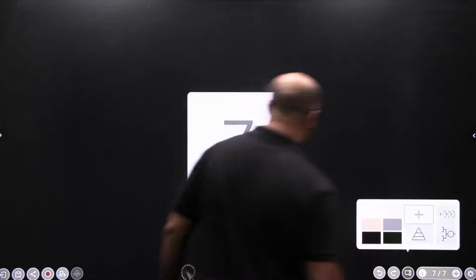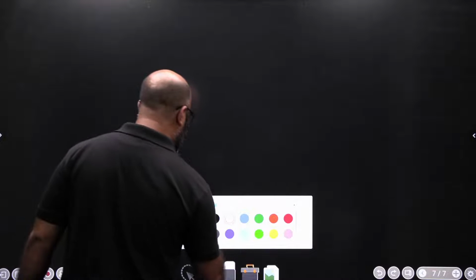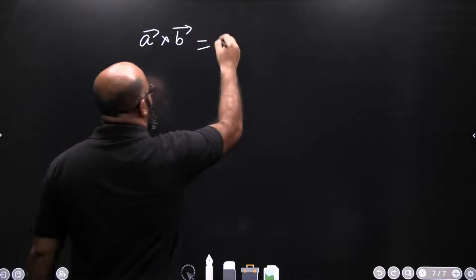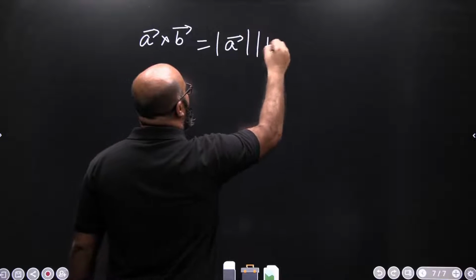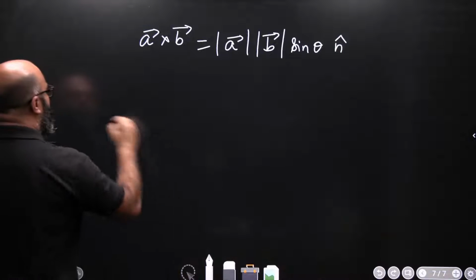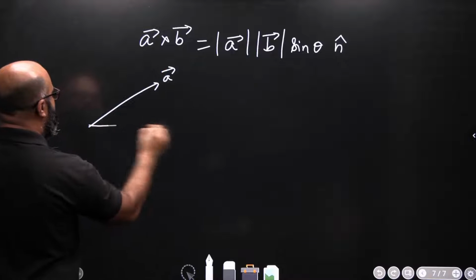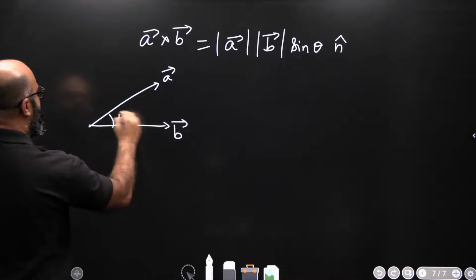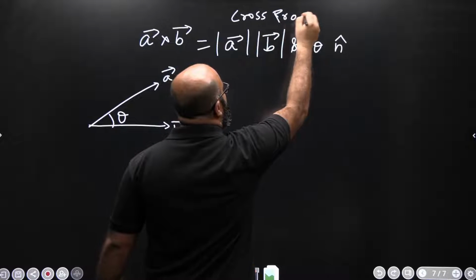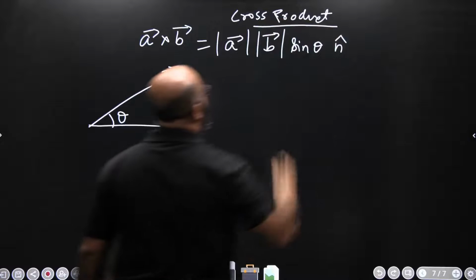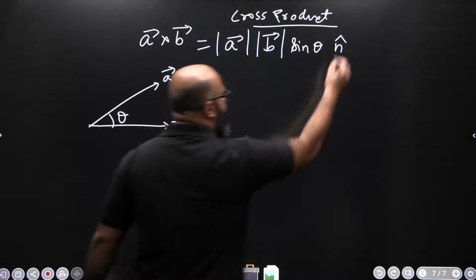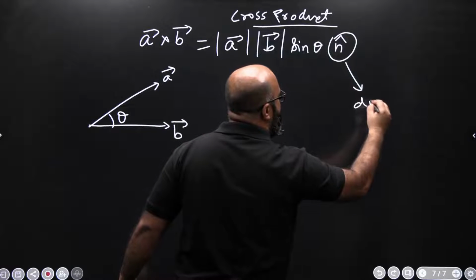Now if we take the cross product A cross B, this is the magnitude of A into the magnitude of B into sine theta and n cap. So if this is a vector A and this is a vector B, and this is the angle between them, then the cross product of these two vectors is basically written like this. Now how do you define this n cap vector? The direction actually. This is the direction.